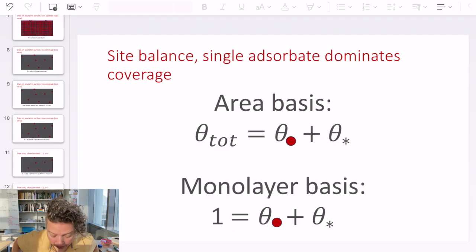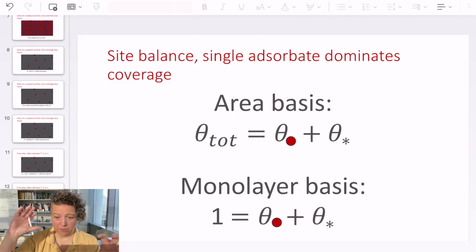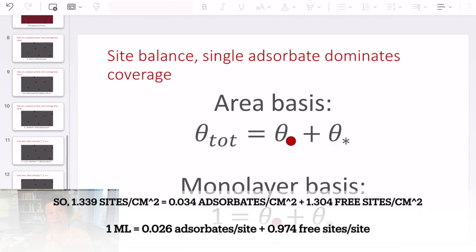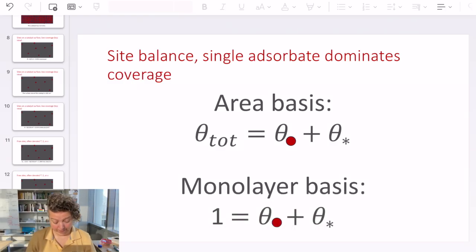When I do this, what I'm essentially doing is making a site balance. So I have a finite number of sites on my catalyst surface. Those sites can either have something in them or not. So when I sum the number of sites that have something in them with the number that don't, I should get either the total number of sites per unit area or 1 if I'm thinking about a monolayer basis. So this takes into account that the number of sites on the catalyst surface is finite. This is an important feature, but it also gives us a way to calculate free site coverage if we know the coverage of adsorbates.